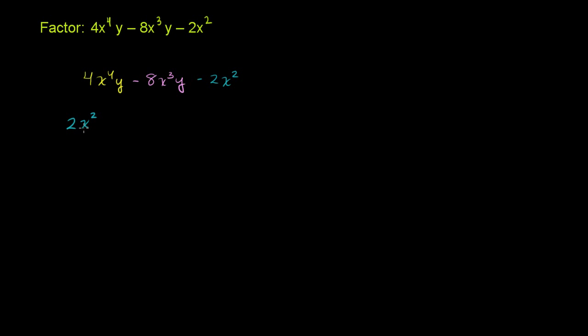So what we can do now is think about each of these terms as the product of 2x squared and something else. To figure out the something else, we can literally undistribute the 2x squared. Even before we undistribute, we could say 4x to the fourth y is the same thing as 2x squared times 4x to the fourth y over 2x squared. If you just multiply this out, you'd get 4x to the fourth y. Similarly, 8x to the third y, I'll put the negative out front, is the same thing as 2x squared, our greatest common factor, times 8x to the third y over 2x squared.